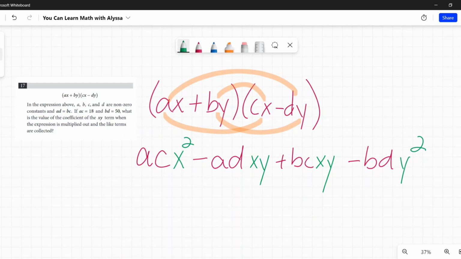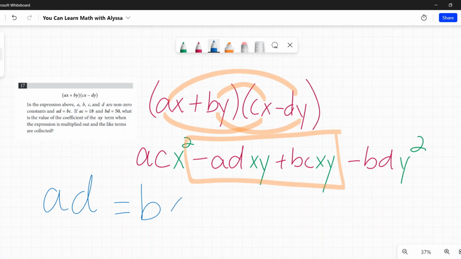And things are about to get really super simple because look at what they gave us originally. They said AD equals BC. Honestly, that AC 18 and BD 50, I can put those in there, but they don't really matter. All that matters is this right here, AD equals BC, because look at what's going on in the middle, because they're asking the value of the coefficient of the XY term. This in the middle, this is what they want to know. They don't care about those. They just want to know what this one is. And we've been told A times D equals B times C.